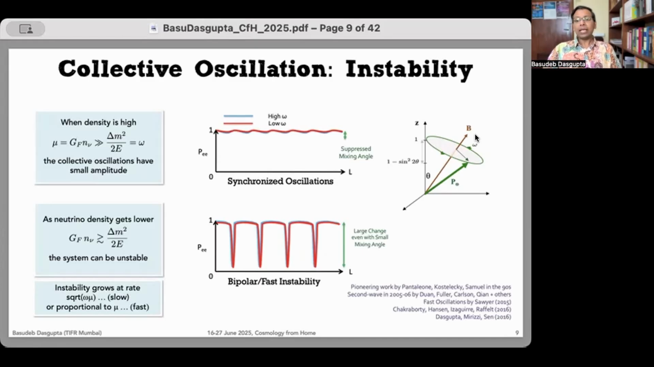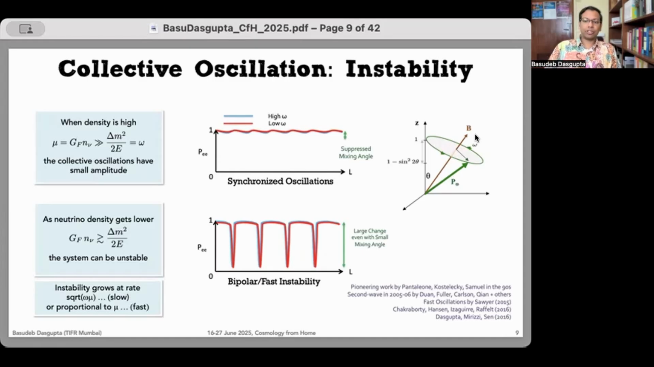However, if the system starts with a mixture of flavors, so there are both nu E's and nu mu's, let's say, as a function of energy, and then let's say there are more electron neutrinos at low energy and more muon neutrinos at higher energy, then it turns out the system becomes unstable and neutrinos flip flavor as a function of time in an oscillatory manner, even when the mixing angles are heavily suppressed by matter. And this is because of an instability.